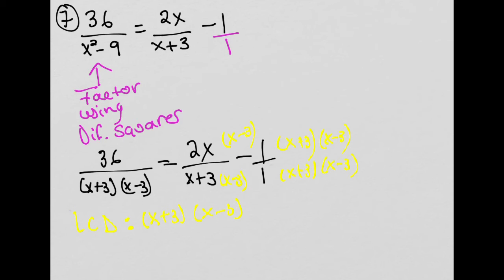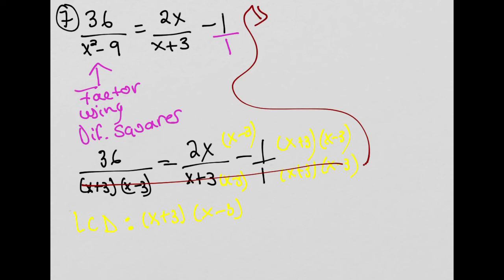Alright. Now I am running out of space, so from this moment, since they're all going to have the same denominator, I'm going to go ahead and cancel it out. So now I have left 36 equals 2x times x minus 3 minus, this is going to give me the x squared, put it in parentheses. Well, let's not skip that many steps. Minus x plus 3, x minus 3.